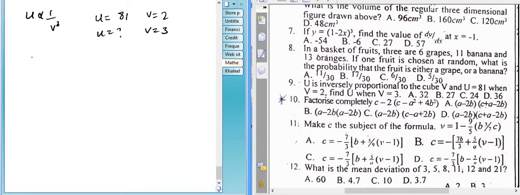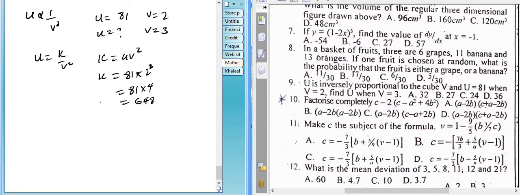Okay, so we can say U is equal to K over B square. So from here we know that K is equal to U B square. So K is equal to, we have U as 81, then we have B as 2, that's 2 squared, then we can say 81 times 4. We have K as 648, that's 81 times 4. So since we have K as 648, we can also find the U.